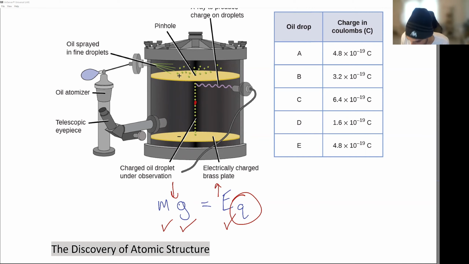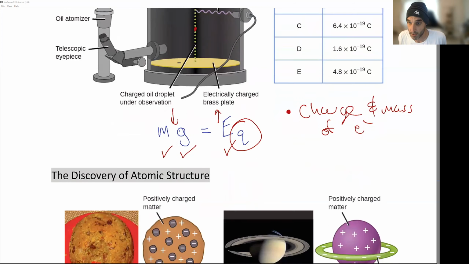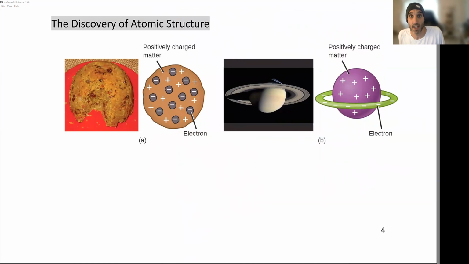So what Millikan's oil drop experiment told us is, I know the mass and I know the force of gravity. Opposing that are the electric field and the charge associated with it. So with those together, we know the charge and the mass of an electron, because there's a little adjustment, since you do gain a little bit of mass from that. But yeah, we know the charge and the mass of the electron. So at this point, we say, all right, we know what an electron looks like.